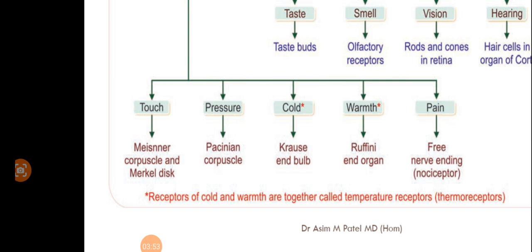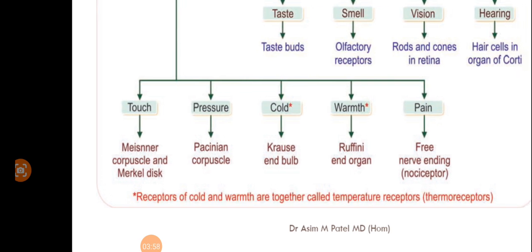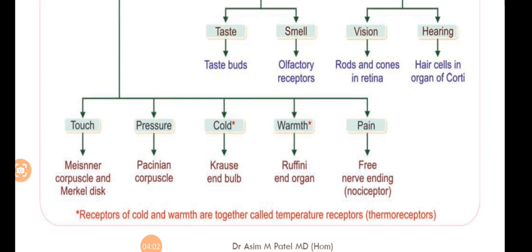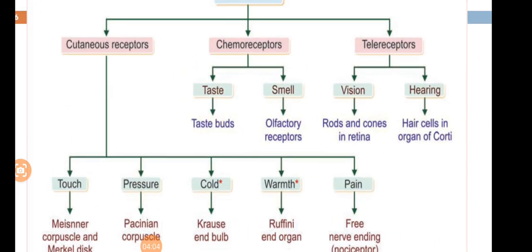The receptor for pressure sensation is the Pacinian corpuscle. The receptor for cold sensation is the Krause end bulb. For warm sensation, the Ruffini end organ. And for pain sensation, they are free nerve endings.